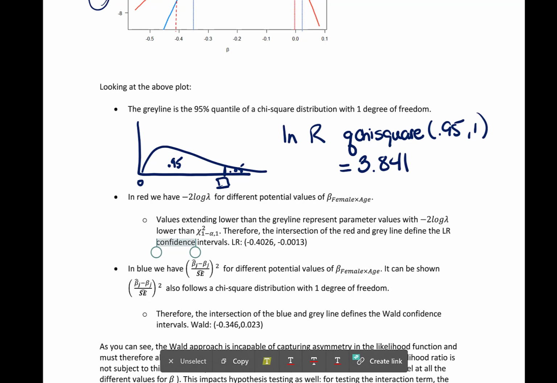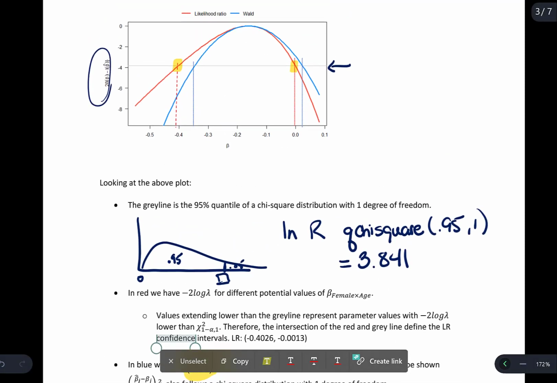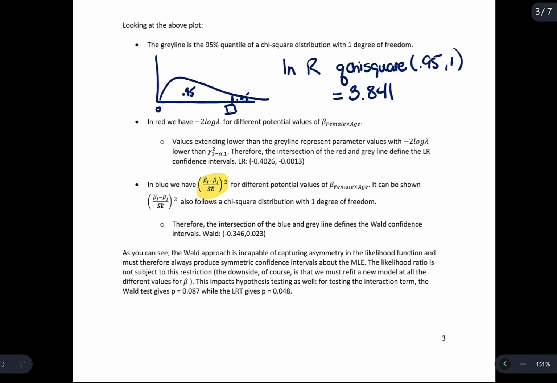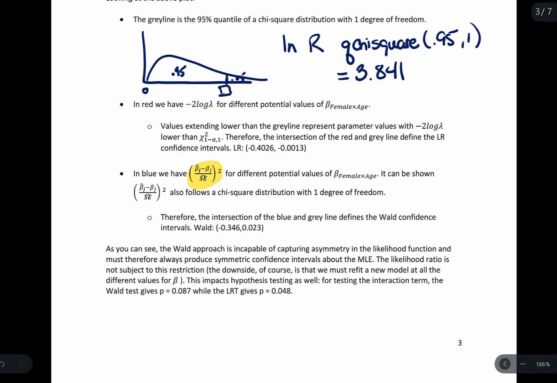On the other hand, in the blue, we have what we would normally see for the Wald interval for different potential values of the interaction term. The reason we're working with this value squared, which in the Wald we wouldn't typically see squared, is because you can show that it follows a chi-squared, so it allows us to make this direct comparison. The intersection of the blue and the gray line is where you get your Wald intervals.